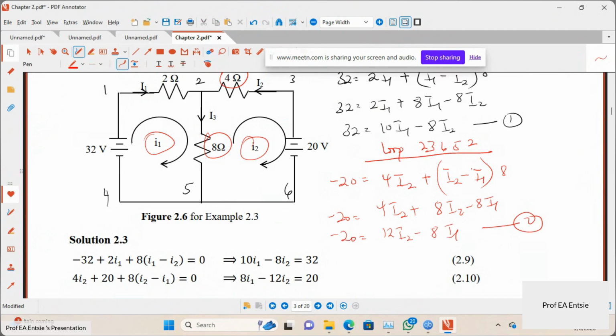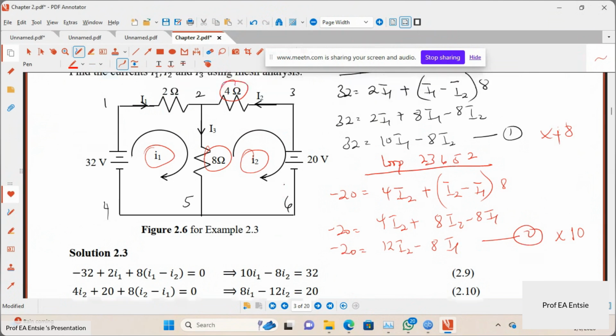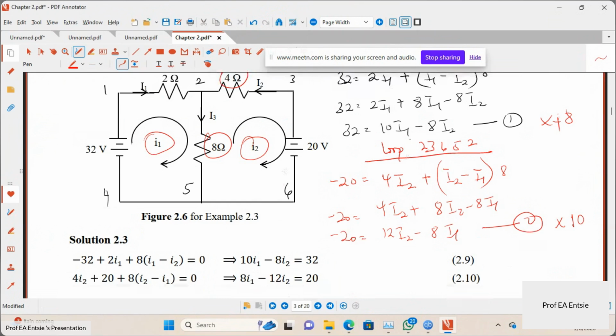So someone can say multiply here with negative 8, multiply here with positive 10. So that minus 80 I1 will come and add to positive 80 I1, then they will cancel out, then you find I2. Immediately you get I2, you put it back in any of the equations, you find your I1.